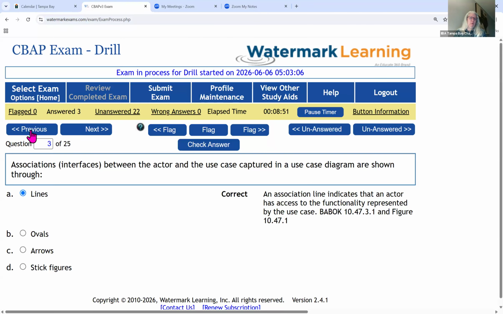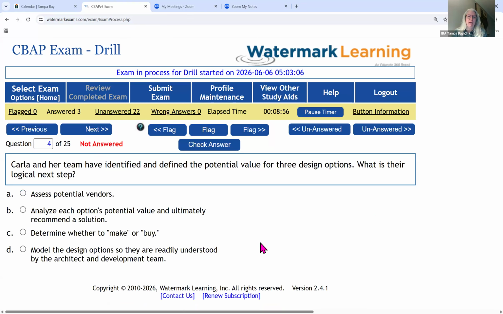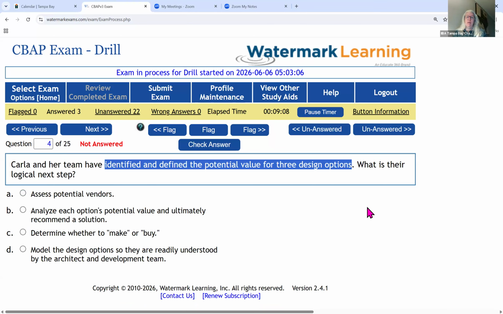There we go. Oh, I jumped one. Okay. Carla and her team have identified and defined the potential value for three design options. What is their next logical step? So they've identified and defined the potential value for three design options. Tell me which tasks they have completed or that they're in the middle of. What's the name of this task?